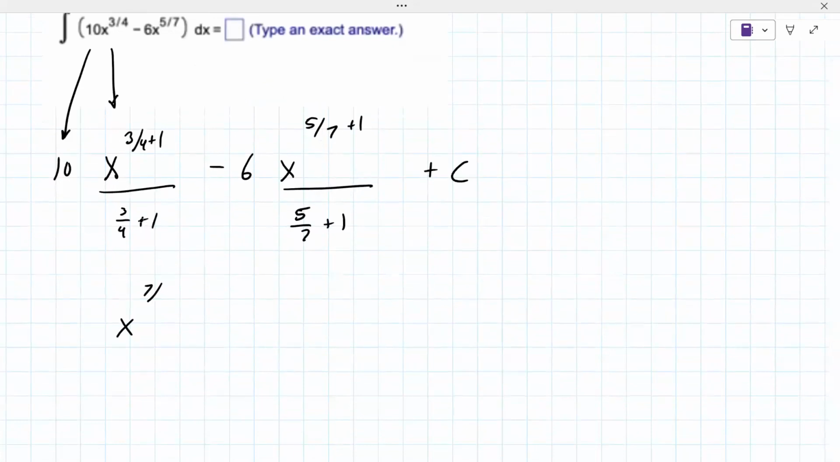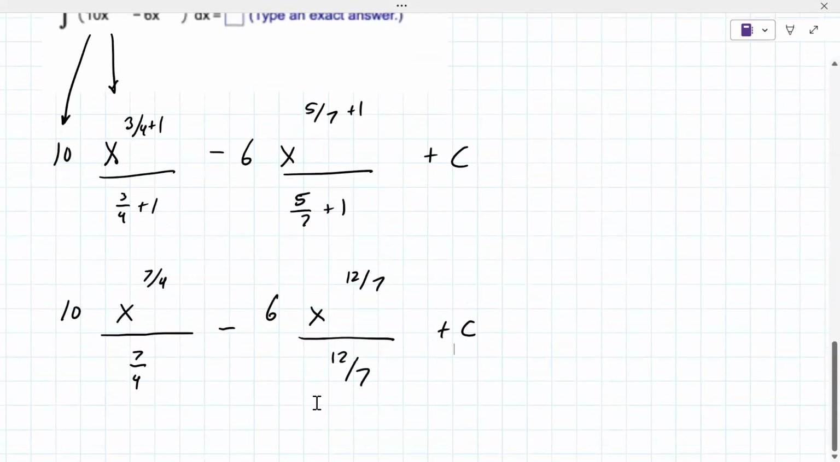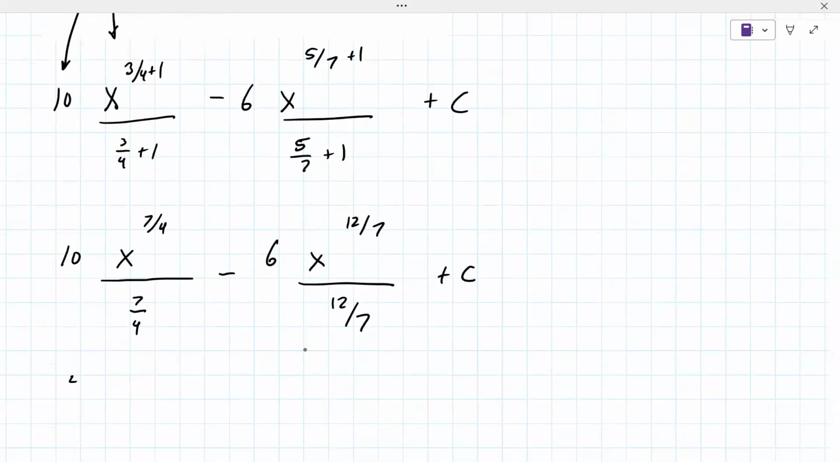But it becomes 7 over 4 over 7 over 4 times 10 minus 6x to the 12 over 7 over 12 over 7 plus c. And then again, you could go to your calculator and you could do this 10 divided by 7 over 4, 6 divided by 12 over 7. It ends up being 40 over 7x to the 7 over 4 power minus 42 over 12 x to the 12 over 7 power plus c.